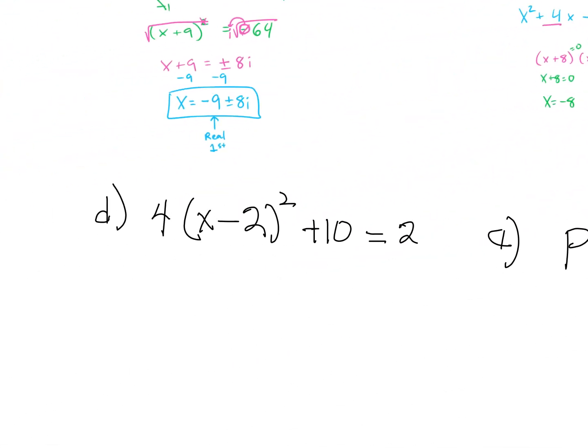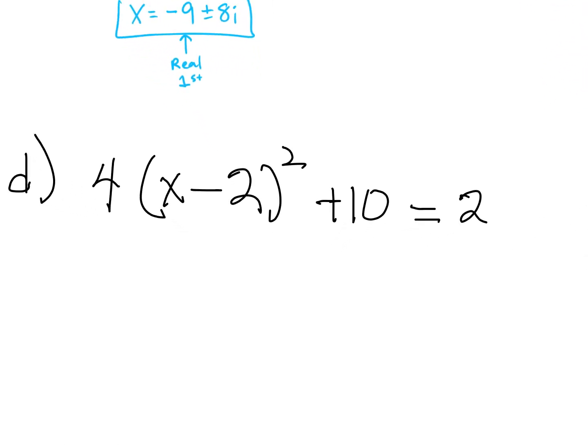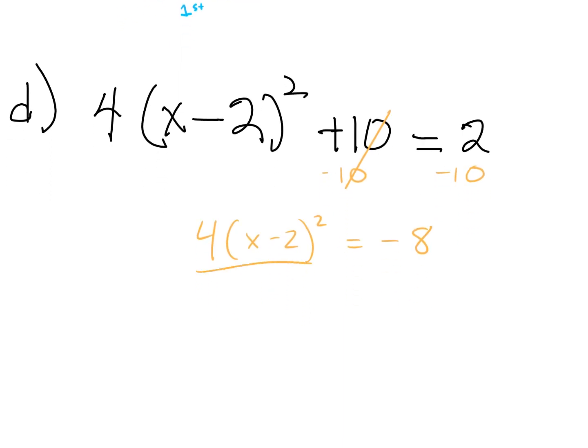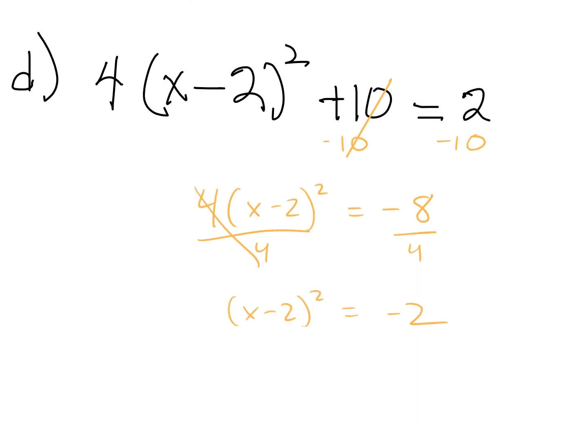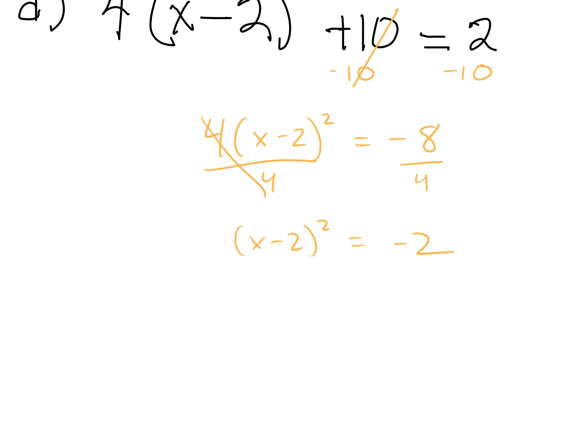All right, let's take a look at D. D is similar, but a little bit different. What should I do first? What do we have to do first? Subtract the 10. So we have to get our parentheses squared all by itself. So 4 times x minus 2 squared is equal to negative 8. What do we do next? Divide by 4. So x minus 2 squared is equal to negative 2. Jasmine, what do I do next?